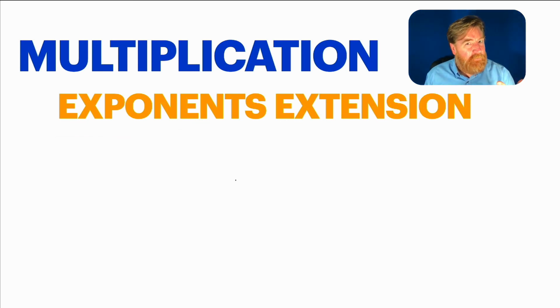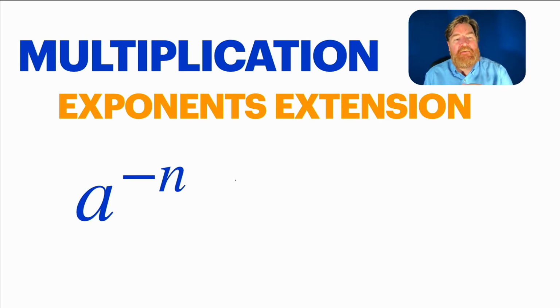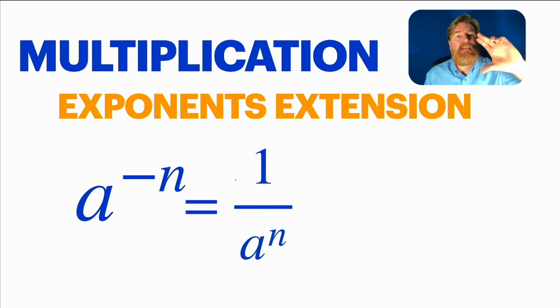The negative exponents, like this. So again, any real number except 0 to the -n power just ends up as 1 over a to the n. So a to the -n equals 1 over a to the n, okay? So the negative exponent really results in this reciprocal thing.